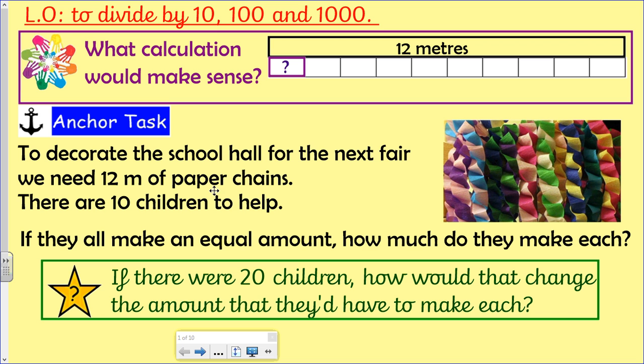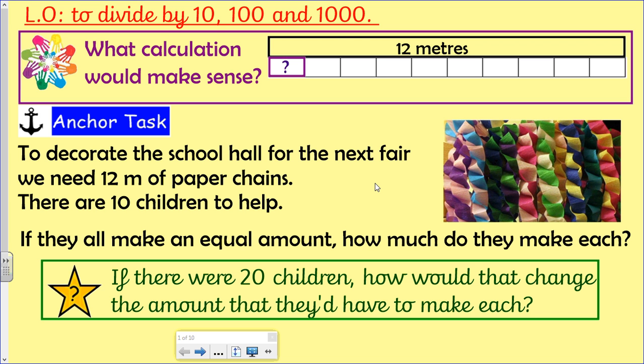Your anchor task says: to decorate the school hall for the next fair, we need 12 meters of paper chains. There are 10 children who are going to help. If all the children make an equal amount, how much do they make each? So we're making 12 meters of paper chains and there are 10 children able to help, okay?